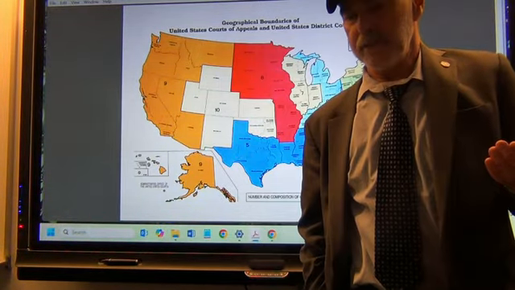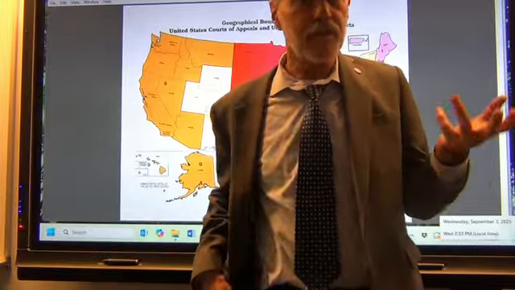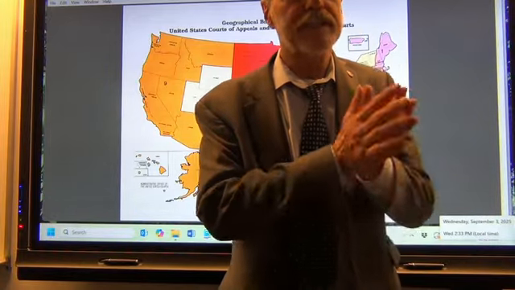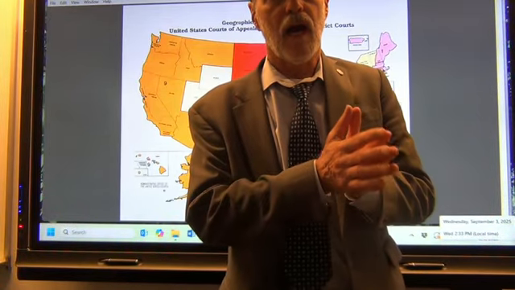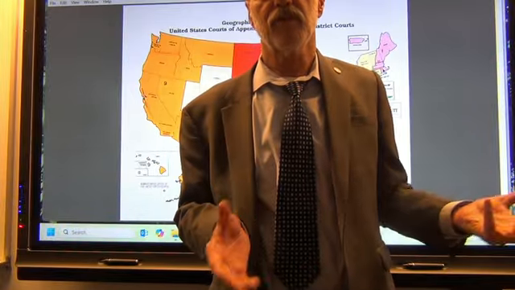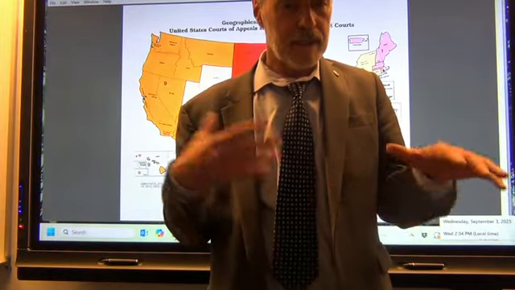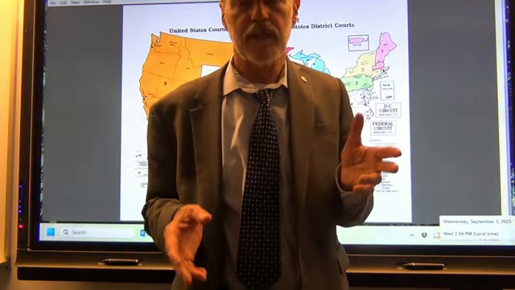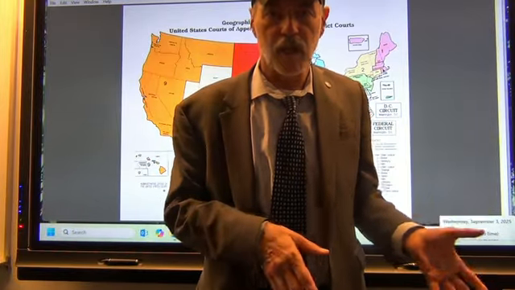The way appeals are taken, the appellant, the person who is challenging the district court's opinion, would file a notice of appeal in front of one of these U.S. circuit courts of appeal, and they'd have to put in all the papers. We're not going to go into details on that. And then it would be heard.